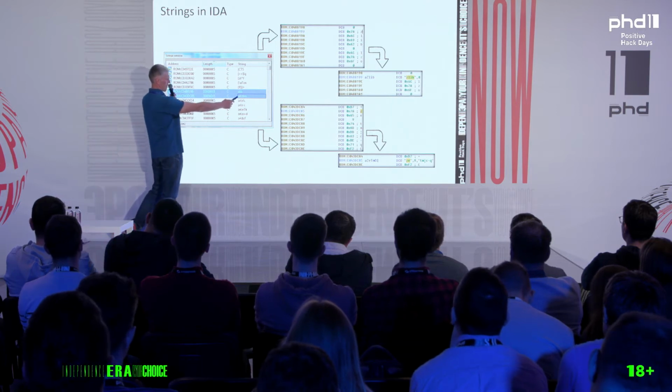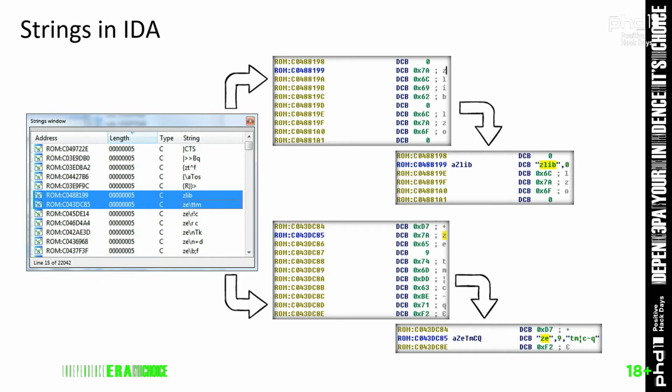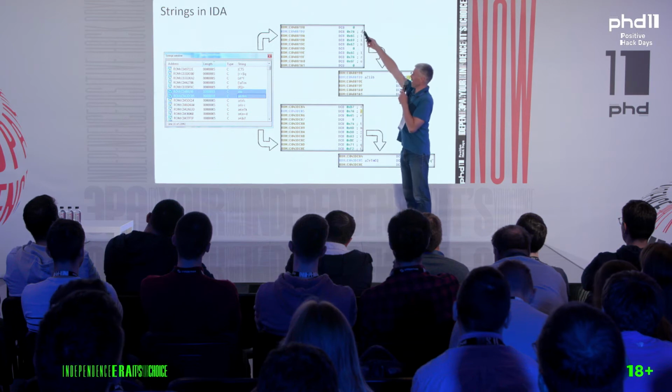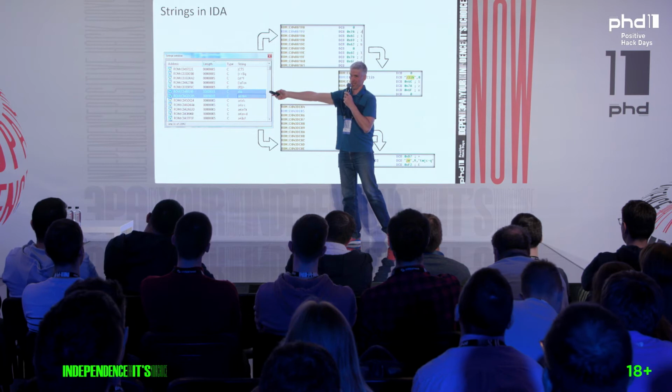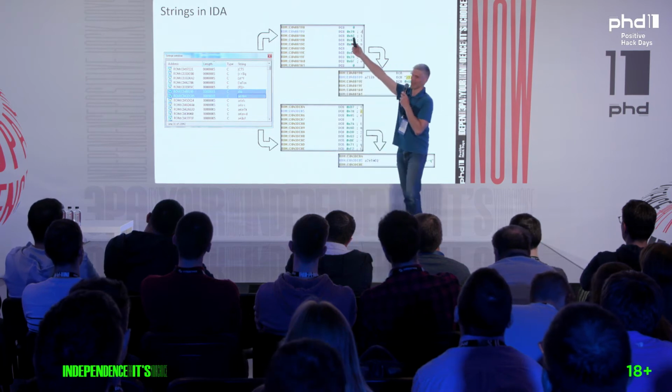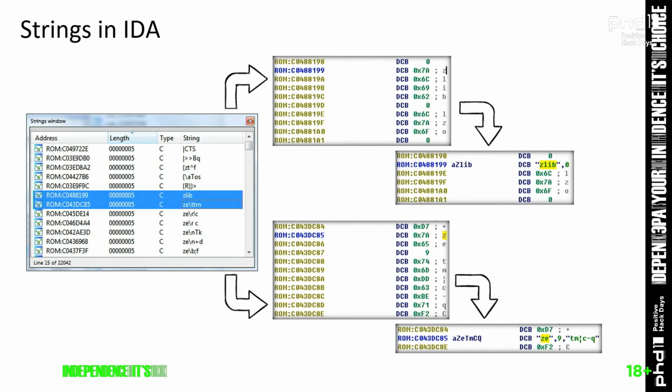So for example, we have highlighted two strings. We can actually see where they are pointing and what's pointing at them. If we consider zlib, IDA has marked it up as a string internally. But interestingly, the string here is not highlighted. So far, it's just treated as a sequence of bytes. Well, we will correct that.